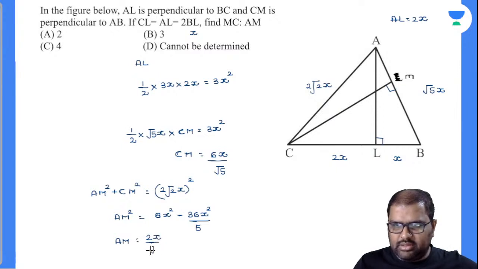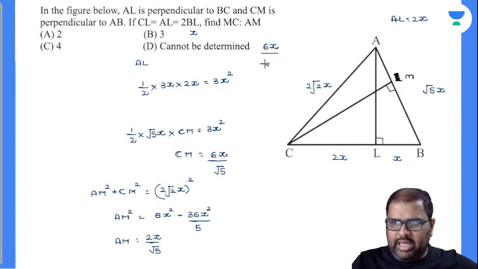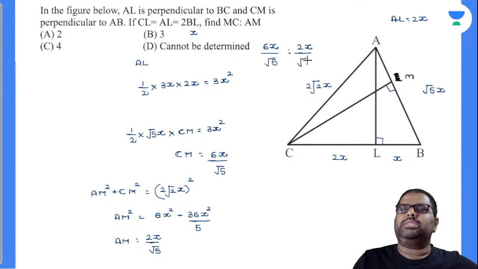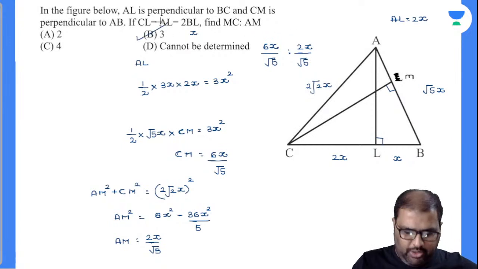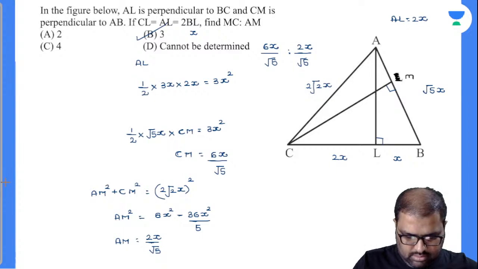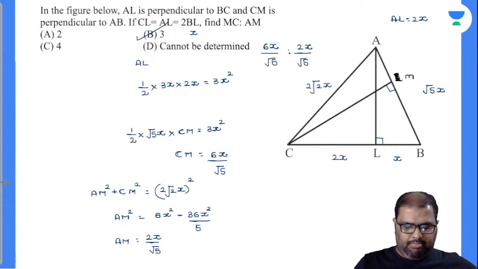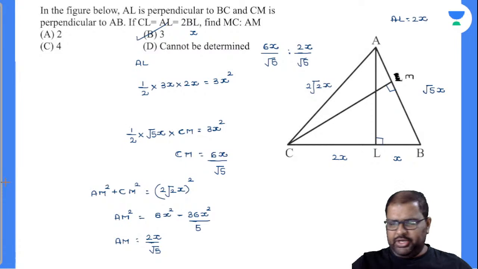Now what is the question asked? MC by AM. Already we have calculated MC value as 6x by root 5, and AM value you have just calculated as 2x by root 5. So this is 3:1. Is there any option there? Yes, B option. True, Srinivas. Perfectly done. Yes.